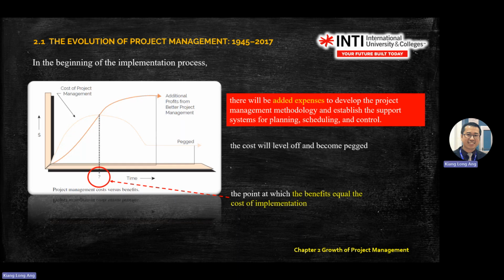So this solid line is the profit, and this is the cost. When cost and profit meet, here is the cost equal or balance point for the project. After this point, profit increases and cost drops. When your cost drops and your profit increases, it means you are making money already.